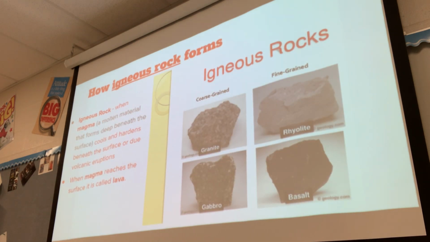Igneous rock is when magma cools and hardens beneath the surface or due to volcanic eruption. So when magma reaches the surface, it is called lava. Until it reaches the surface, when it's still underground, it's still hot, liquidy rock, we call it magma. But once it reaches the surface and spews out through a volcano, it's called lava. And then that picture is just showing a couple examples of igneous rock.